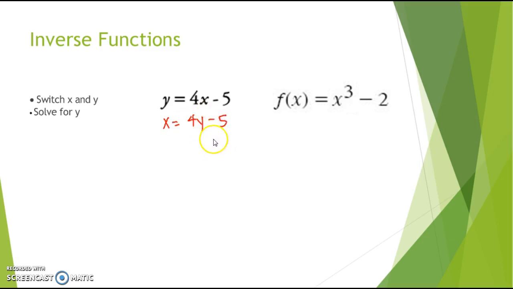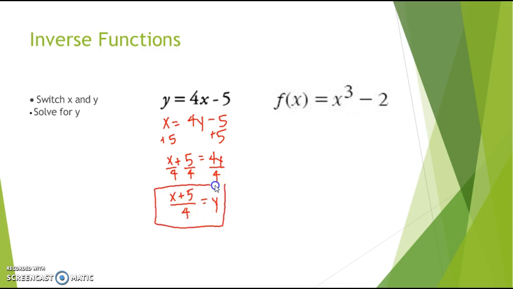Now I want to get y by itself. So I'm going to start by adding 5. So we get x plus 5 equals 4y. And then I'm going to divide everything by 4. Alright, so then I'm going to get y equals, now because neither one of these divide by 4, I'm just going to leave it as x plus 5 over 4. If it's simplified, I might have kept them individual, but it really doesn't matter. So the inverse is y equals x plus 5 over 4.